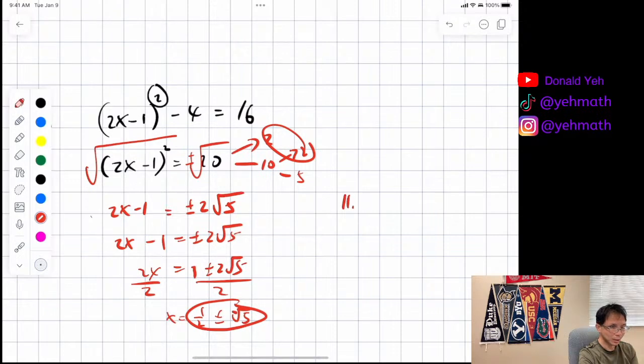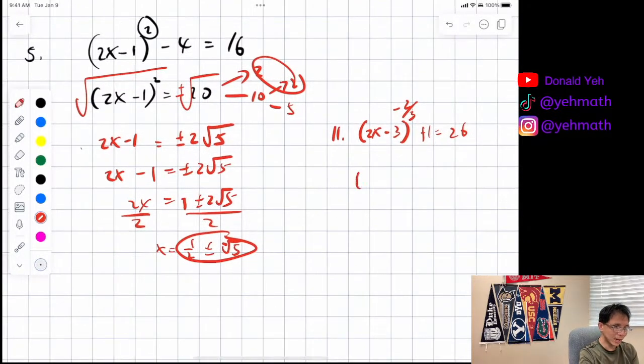Number 11 says what? 2x minus 2, power of 2 over 3, negative, plus 1 equals 26. I don't think it's equal to 26. Plus 1 equals 26. Okay.